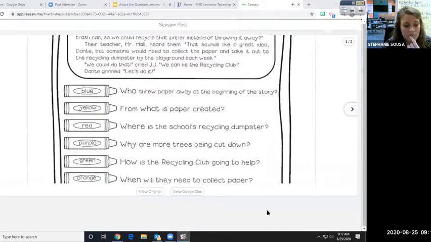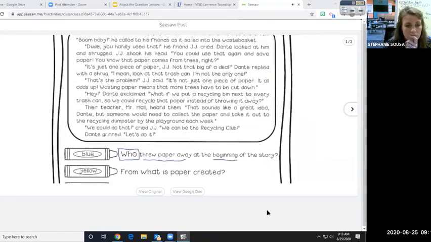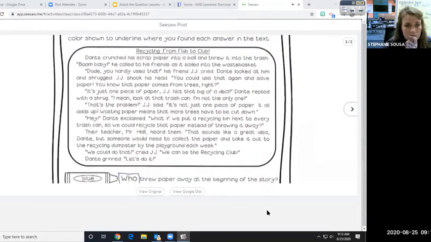After you have read the text 3 times, read the questions. For my first question that is blue, I will start with a blue pencil so that I can make sure I know what I'm looking for. Who threw paper away at the beginning of the story? I am looking for a who, so I will put a box around that. Threw paper away, and then beginning are my keywords that I want to come back into the text and look for. I know it's the beginning, so I want to go back to the top.